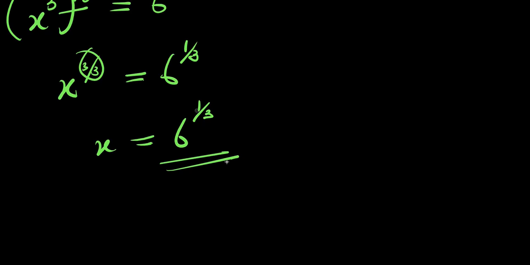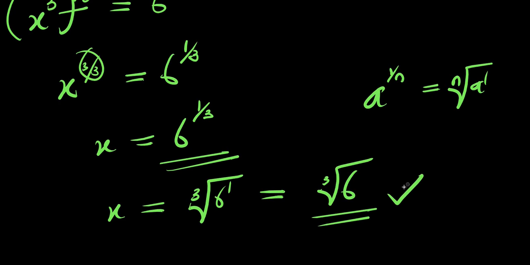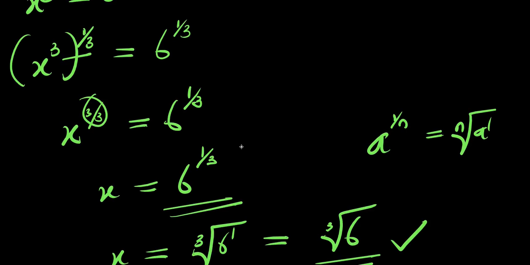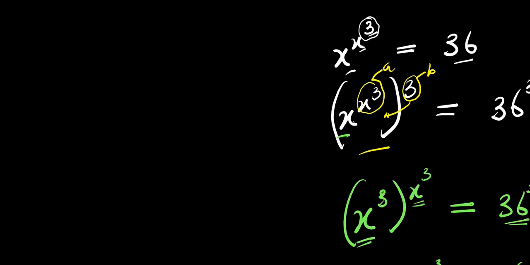Now, we can consider this identity. If you have a^(1/n), this equals the nth root of a^1. So 6^(1/3) is the same thing as writing x equals the cube root of 6^1, which is simply the cube root of 6. So we can leave our answer this way. Now, let's consider checking for this value of x.